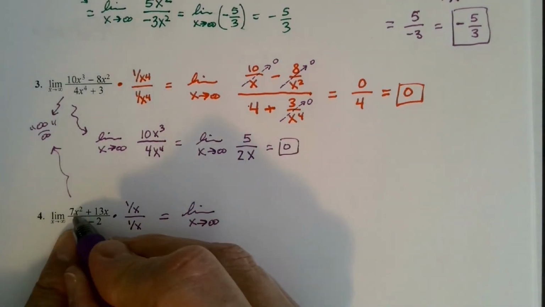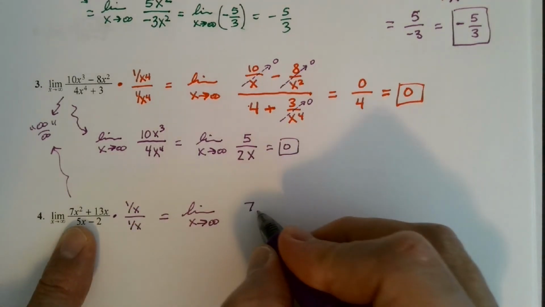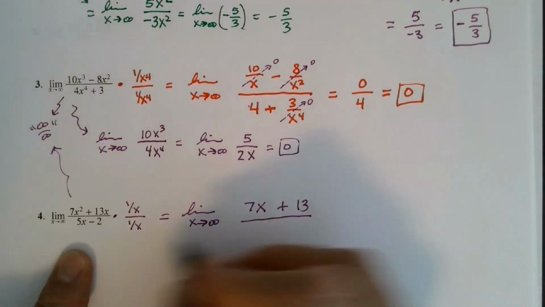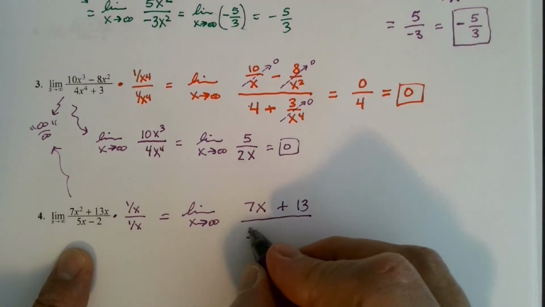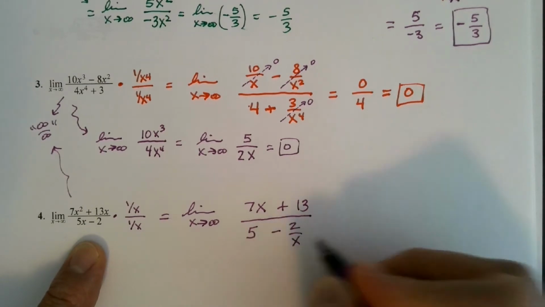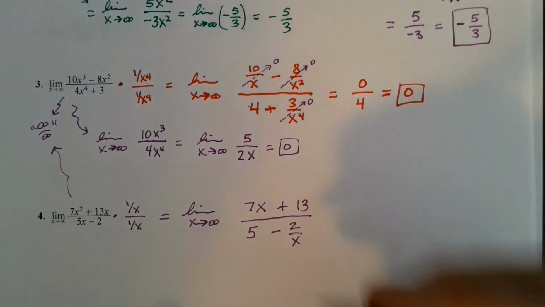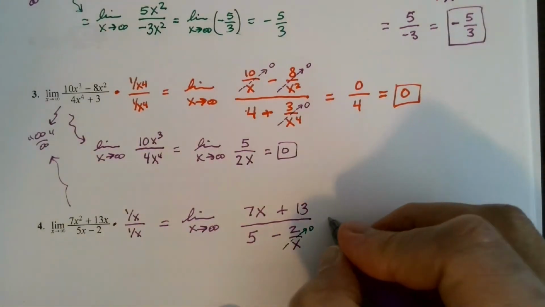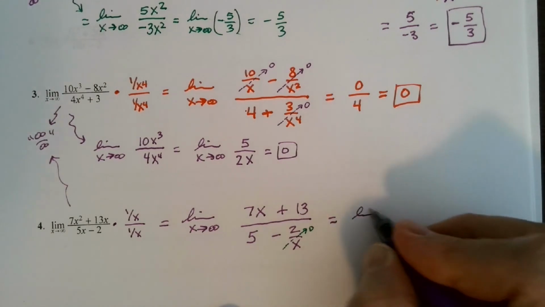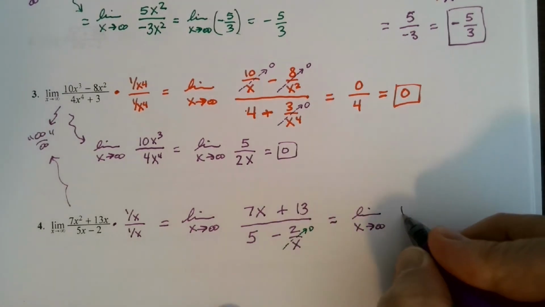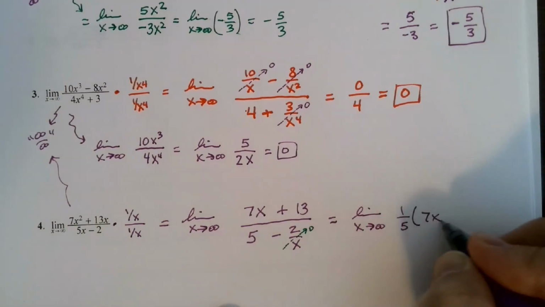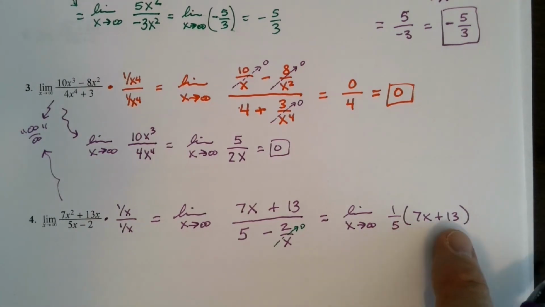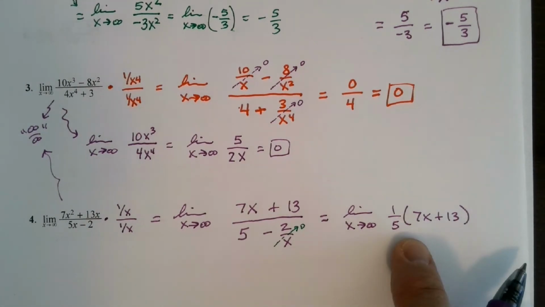I get 7x squared divided by x is 7x. 13x divided by x is 13. 5x divided by x is 5 minus 2 divided by x. Right? Now as x goes to infinity, this 2 divided by x is going to 0. But that's the only thing going to 0. So what do we have? We have limit as x goes to infinity, dividing by 5 or multiplying by 1/5, 7x plus 13. But this is just, if I distribute, I get what? 7/5 x plus 13/5. That's a line of slope 7/5, right?